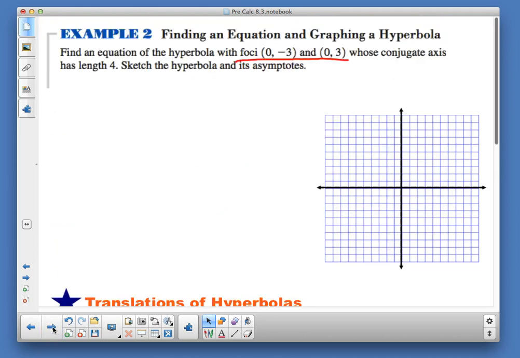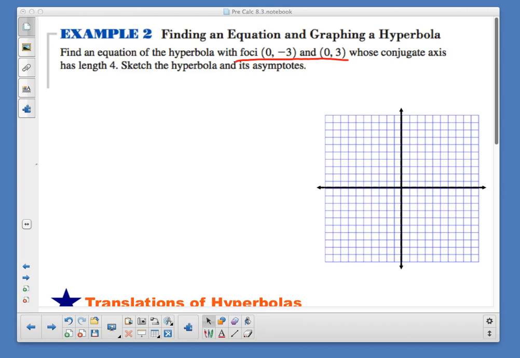Now, this next one, I would like you guys to try to do. Keep in mind the information provided. I give you the foci, I gave you C, and it's going to be vertical because C is in the y position. So give it a try. Okay, y'all got a head start on me, so we'll see what's going on.